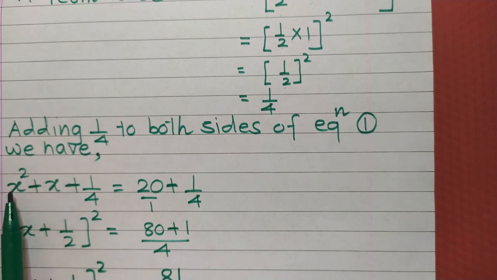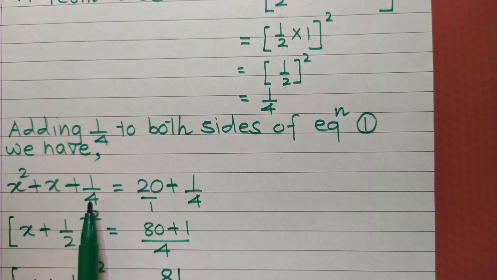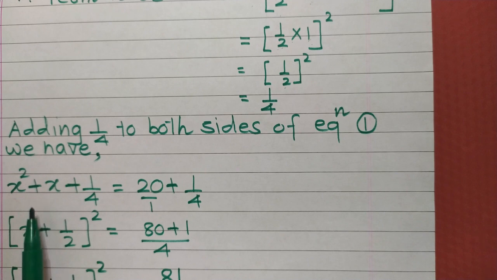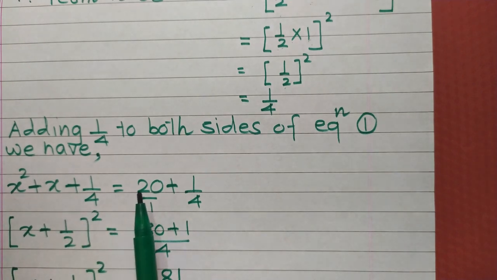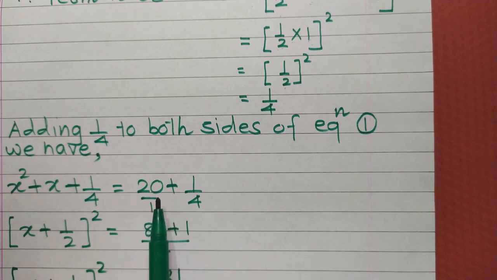We take the square root of the first term, which is x. What is the square root of 1 upon 4? It is 1 upon 2. And take the sign of the middle term. The middle term is plus. So it will be x plus 1 upon 2 whole square. Here it is 20 plus 1 upon 4. 20 does not have any denominator, which means it has 1 as the denominator. So here I have written 20 upon 1 plus 1 upon 4. Taking cross multiplication, 20 into 4 is 80, plus 1 is 81, divided by 1 into 4, which gives us 4.